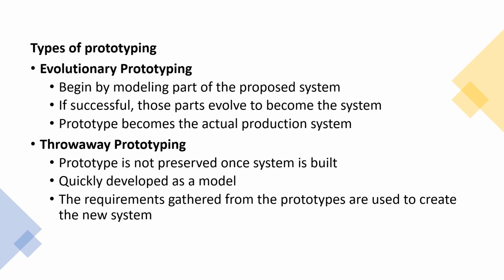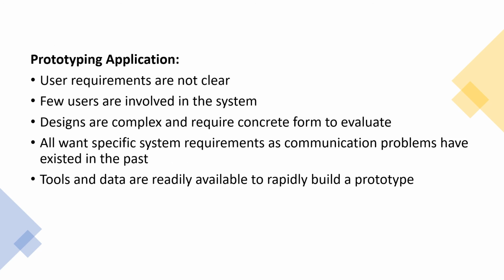In evolutionary prototyping, it begins by modeling part of the proposed system. If successful, those parts evolve and become part of the system, and the prototype becomes the actual production system. In throwaway prototyping, the prototype is not preserved once the system is built. Quickly developed as a model, the requirements gathered from the prototypes are used to create a new system, and the prototypes used are thrown away.